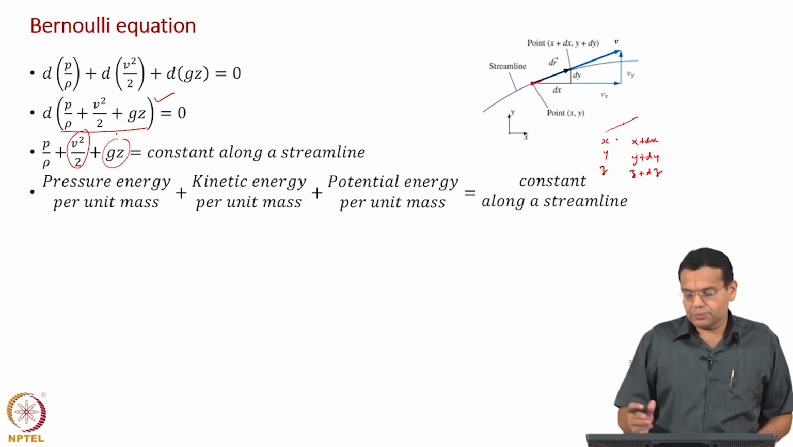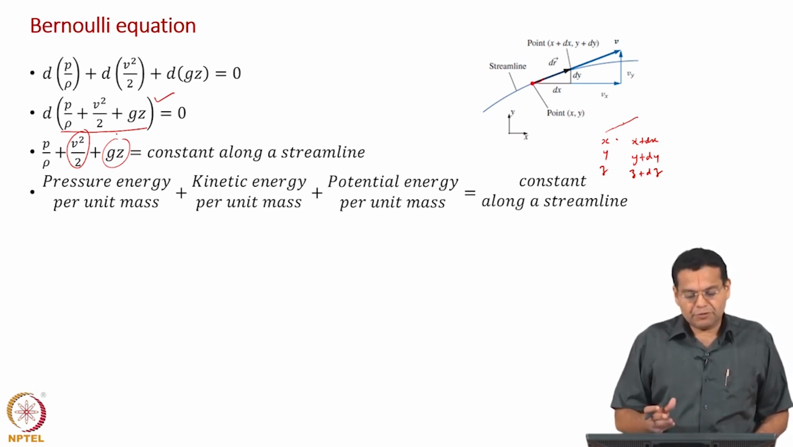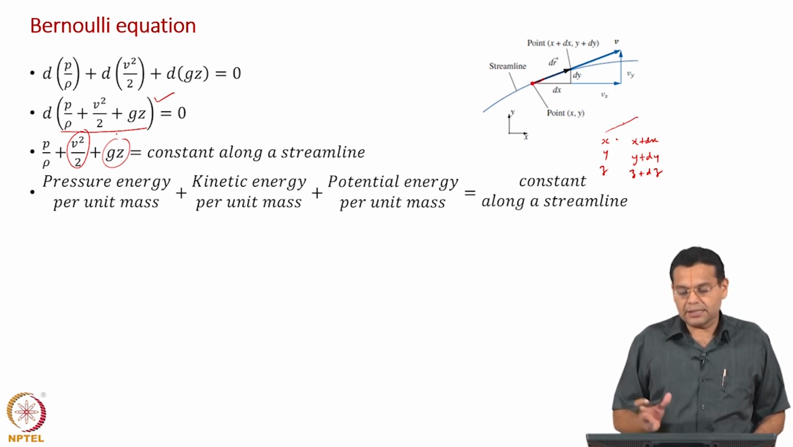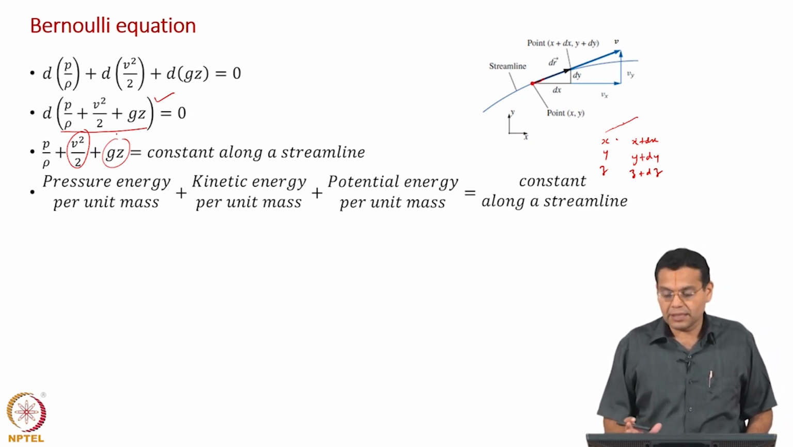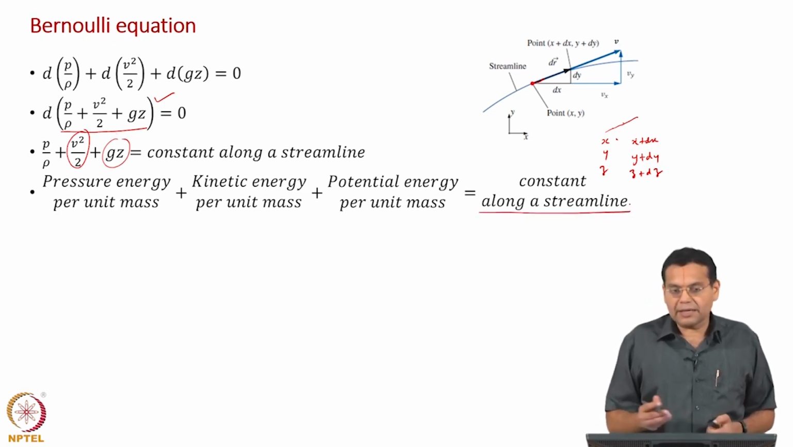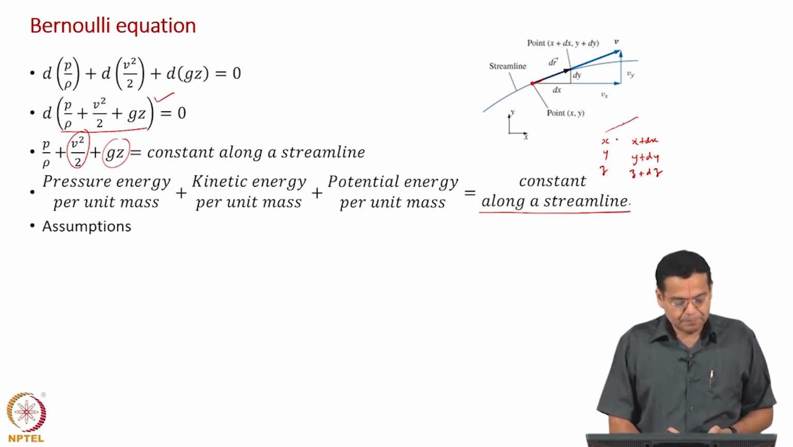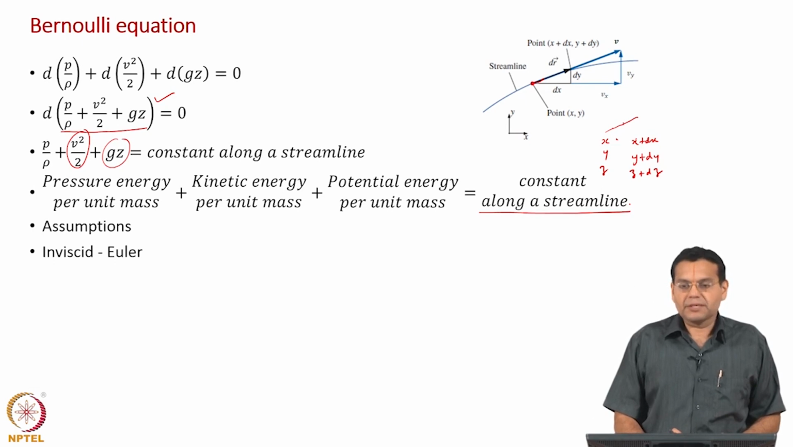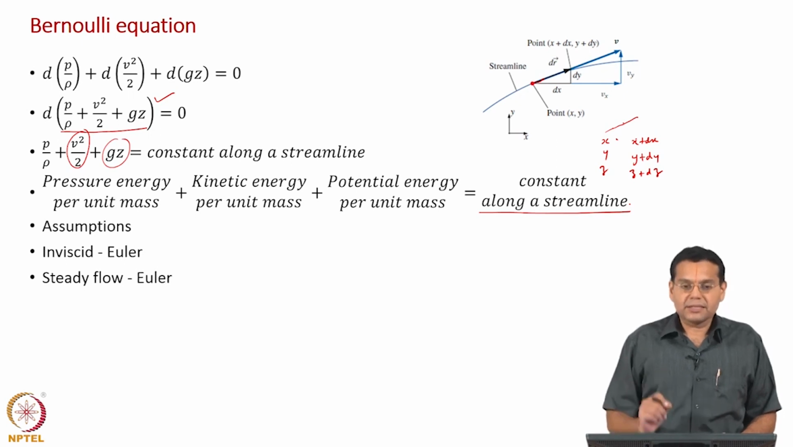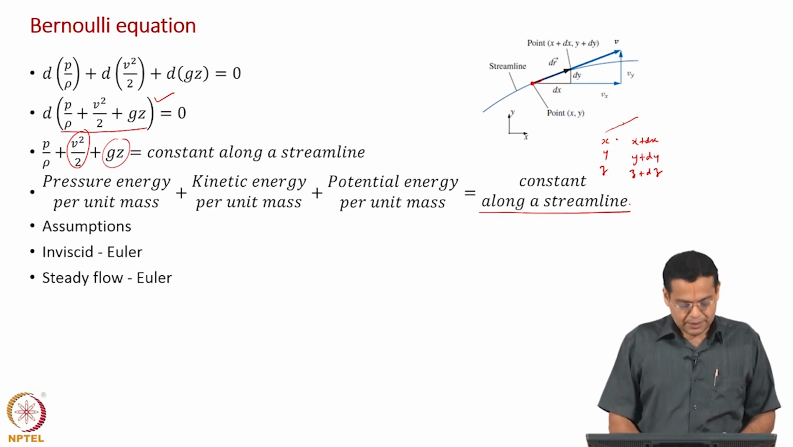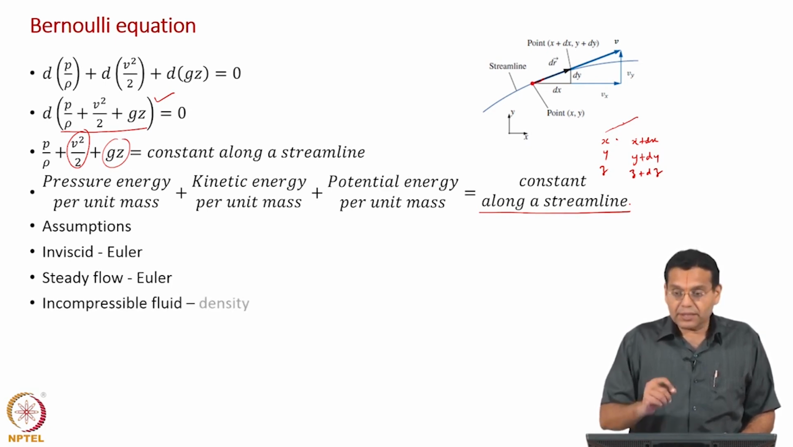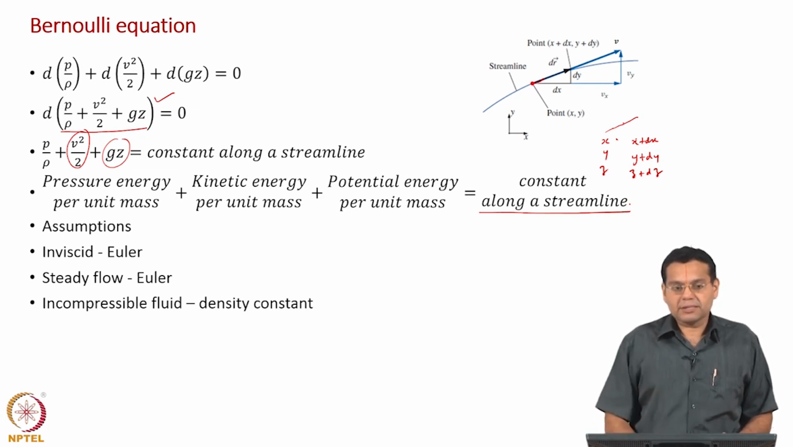And so, Bernoulli's equation tells you that the sum of these energies, pressure energy, kinetic energy, potential energy, of course all per unit mass, is a constant along a streamline, not anywhere between any 2 points in the flow field. What are the assumptions? Let us recall the assumptions. Inviscid flow, because we started with the Euler equation. We started with the steady form of the Euler equation, so we have also assumed steady flow. Then during the derivation we assumed density to be constant, which means we assumed an incompressible fluid.